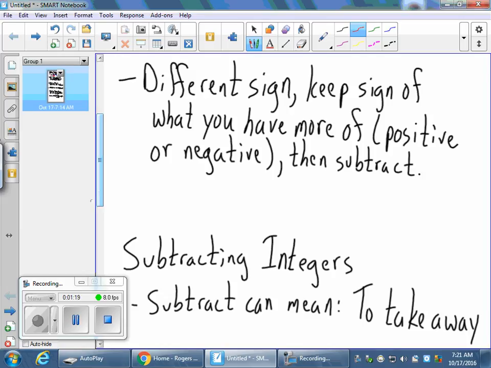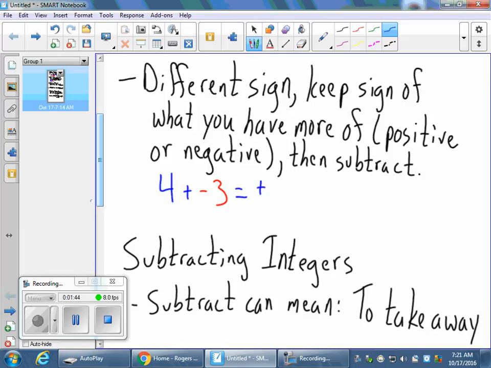The other way we can look at adding integers is when the signs are different, so one positive and one negative. So if we say 4 plus a negative 3, we have to follow the rule that says keep the sign of the one you have more of. When we say more of, we can see if we have more positives or more negatives. Well, in this case, we have more positives. We have 4 positives and 3 negatives. So our answer is going to be positive.